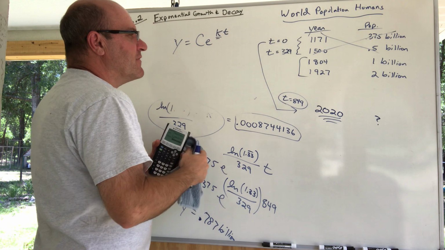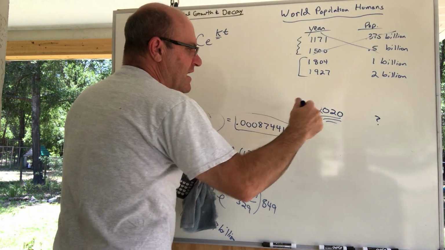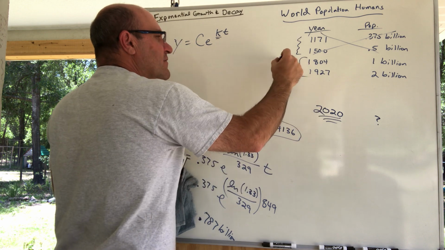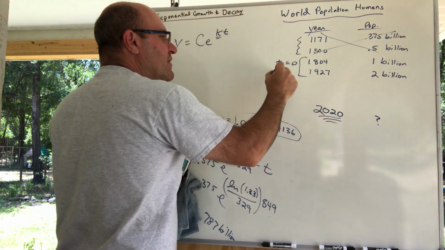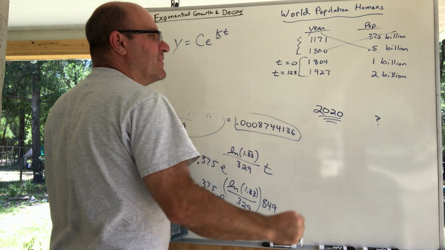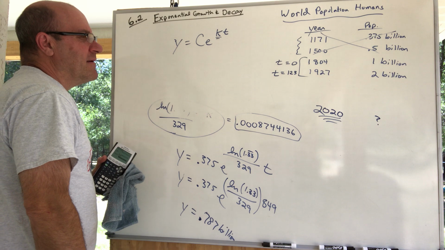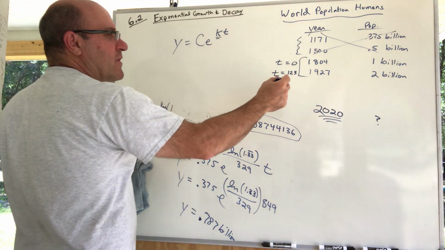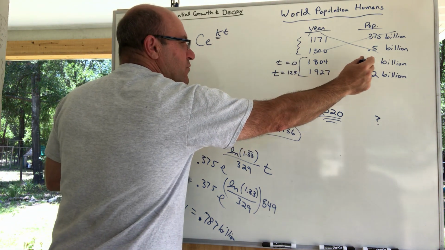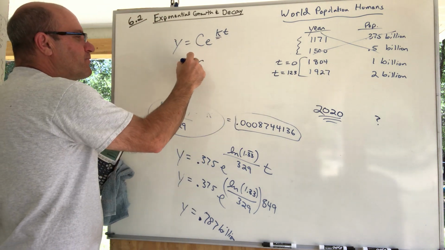So let's see what happens. So we're not using that data. We're going to use this other data. We're still going to do the same problem. This is going to be t equals 0. This is going to be t equals, what's that, 123 years? And the population doubled? Okay. If I plug this in, by the way, guess what C is? C is that original population, 1. So C is 1 billion.